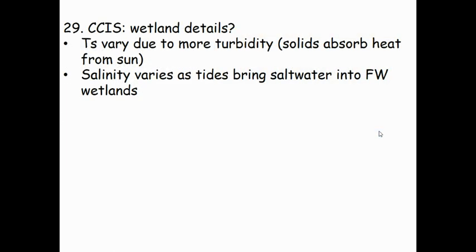All right, so core concept in sustainability. They studied some wetlands. They found that temperatures vary due to turbidity. Like I said back at the beginning, the more turbid water is, the higher the temperature typically. And they also found that salinity varies as tides bring salt water into freshwater wetlands. So obviously, you're going to have more salt and a higher salinity when the tides are up. And then it's going to decrease again when the tides move out. But inevitably, every time the tide encroaches onto a freshwater wetland, it's going to leave some salt when it goes out.